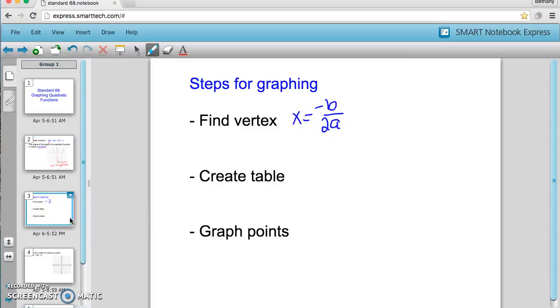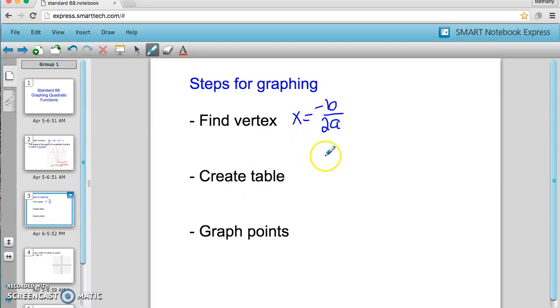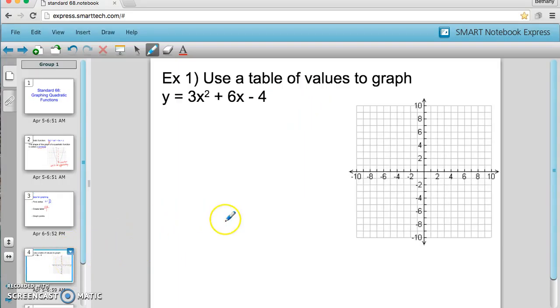Okay, so let's talk about the steps of graphing a quadratic function. The first thing we're going to do is find that vertex, the starting point that we talked about. Then the next thing we need to do is create a table. We're just talking about an X, Y table. You guys have probably created these before. You find an X value, you plug it in to find your Y value. And then we're just going to graph our points along our graph. Okay, so let's go ahead and do an example problem.